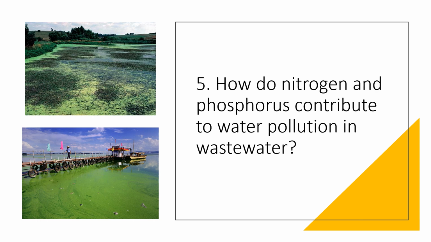Fifth question, how do nitrogen and phosphorus contribute to water pollution in wastewater? As you may be knowing, nitrogen and phosphorus compounds primarily originate from human waste or agricultural runoff, and industrial processes also contribute to the nitrogen and phosphorus. These, when disposed of into the water bodies, can result in eutrophication.